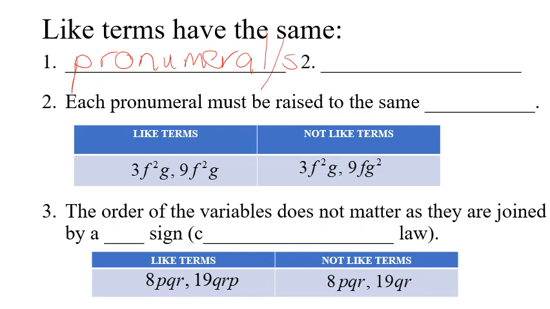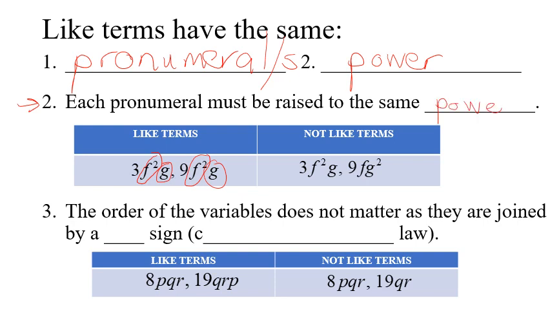And the other thing you needed is to have the same power. Power, indice, exponent, whatever you want to call it. And let me expand on that in point number 2. So each pronumeral, so if you look at this example here, we've got an F squared and a G. So my pronumerals are F and G. And here we've got F squared again and a G. And that's what makes them like terms. I've got the same pronumeral, but each pronumeral has to be raised to the same power.